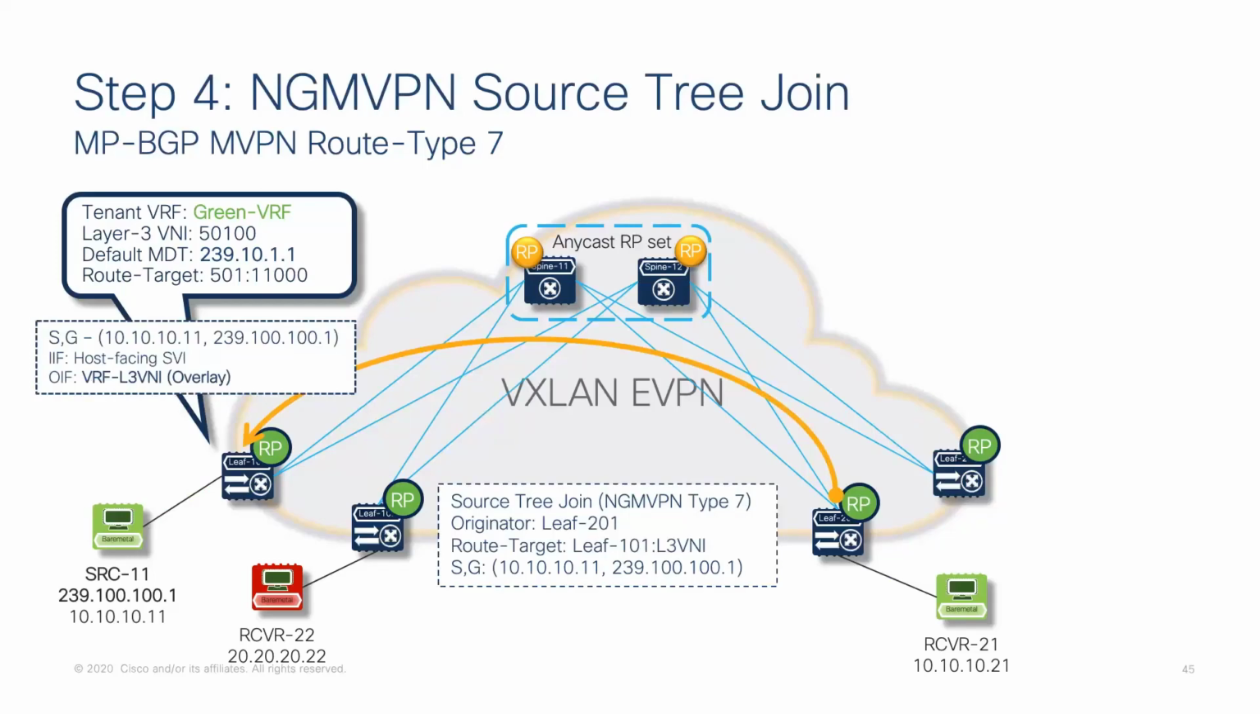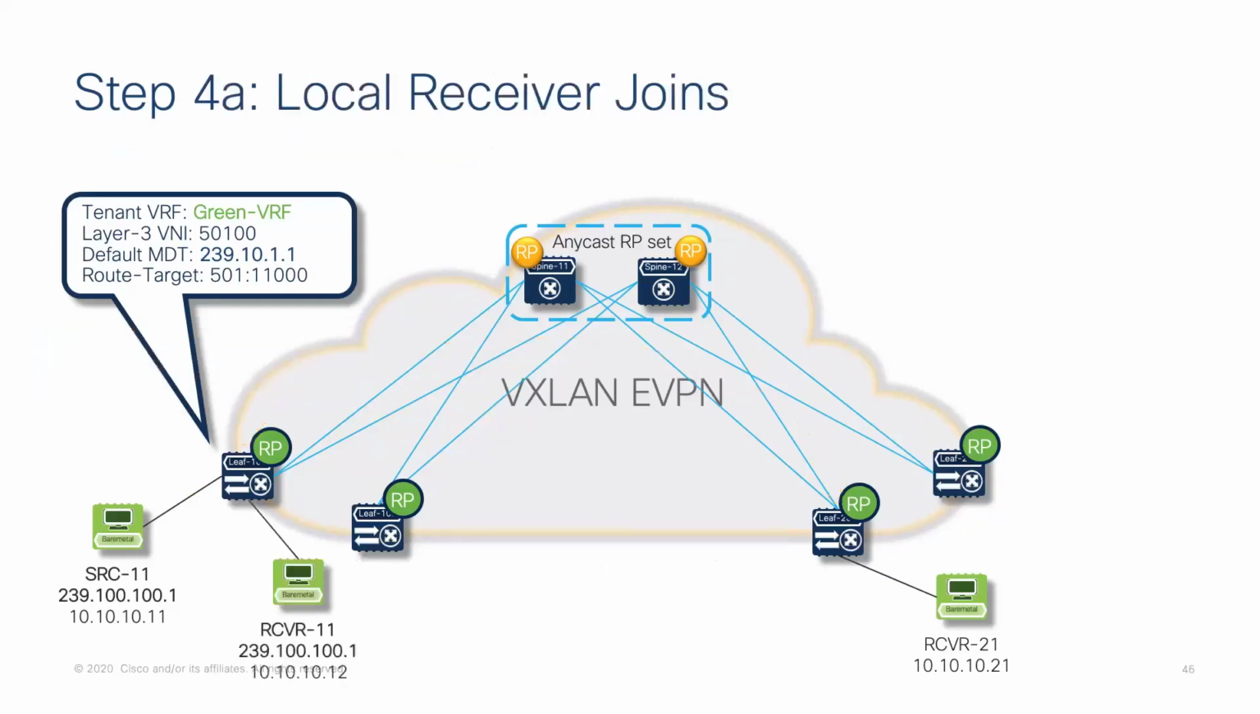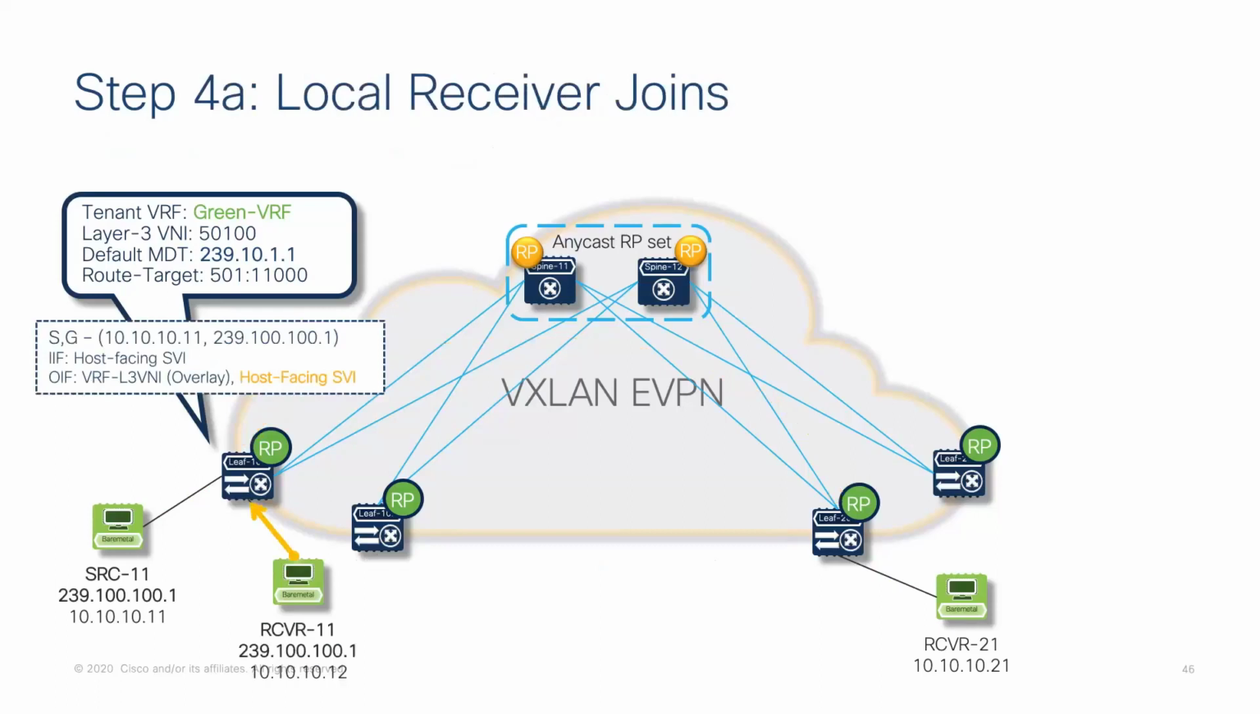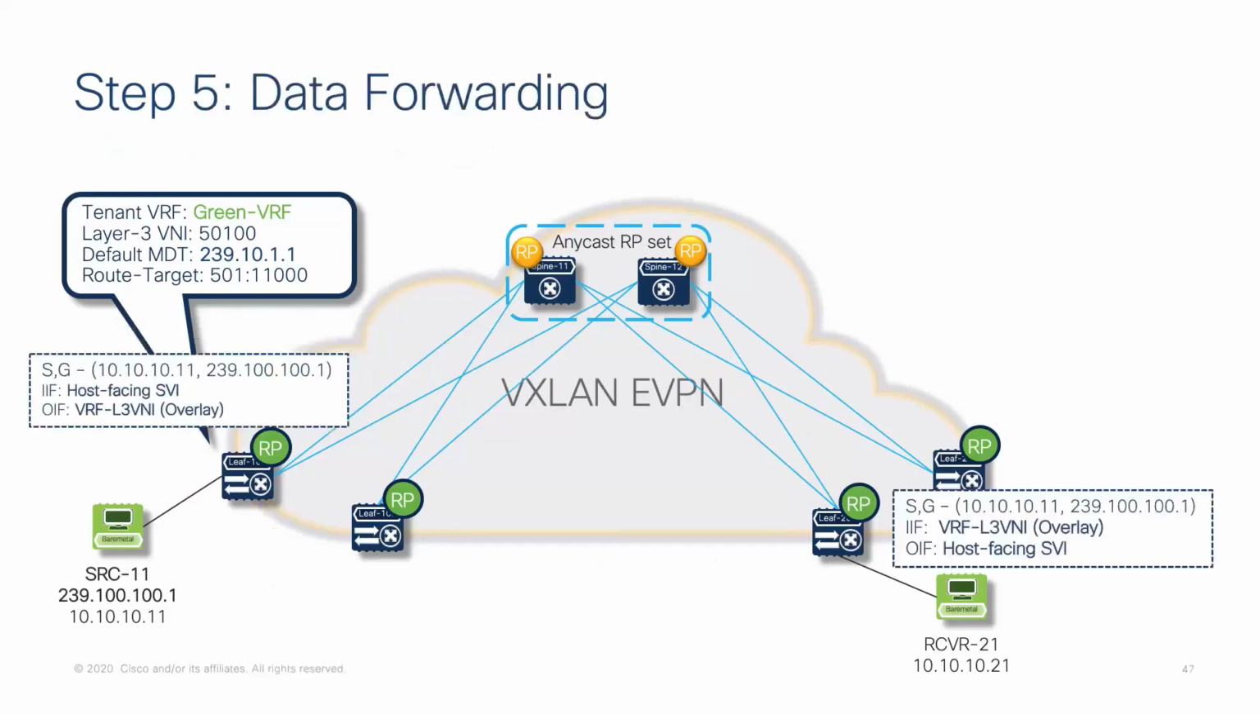Now, should we have any local receiver joined here, that's not going to be an issue as well, because you will simply update your mRoute table with the SVI where the local receiver is located. Now, with all that in mind and with all that in place, how will your multicast data forwarding tree look?